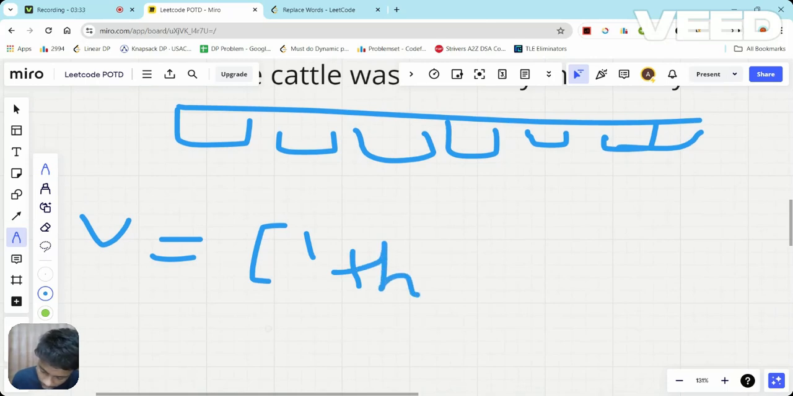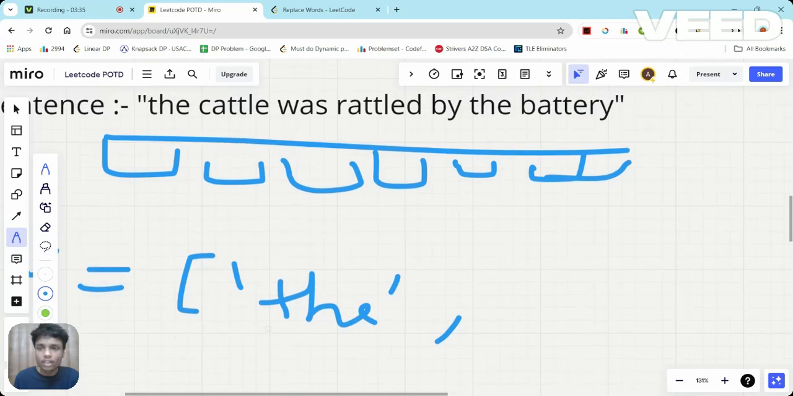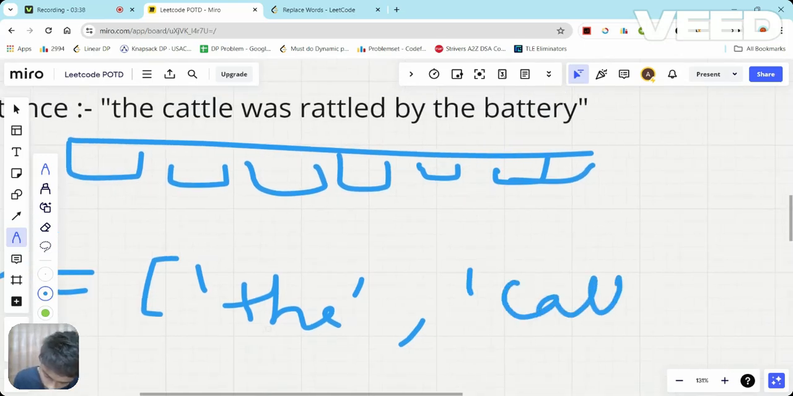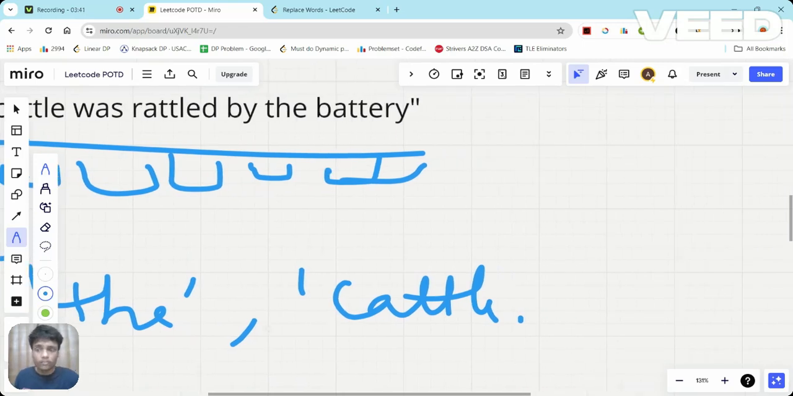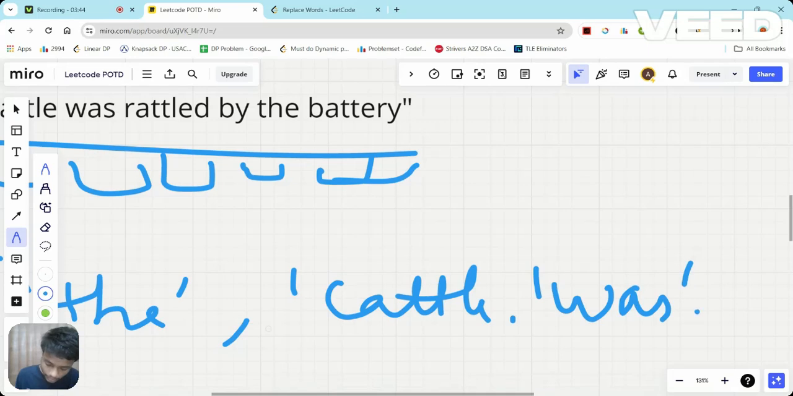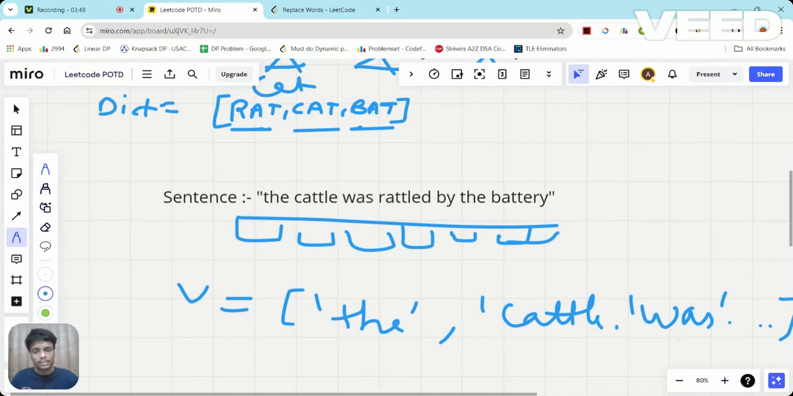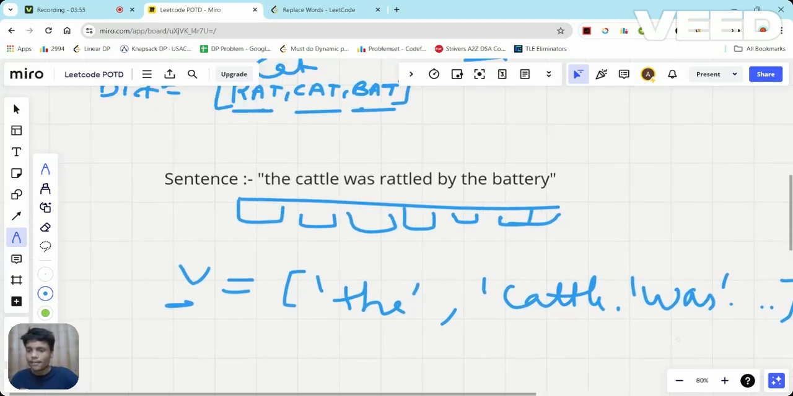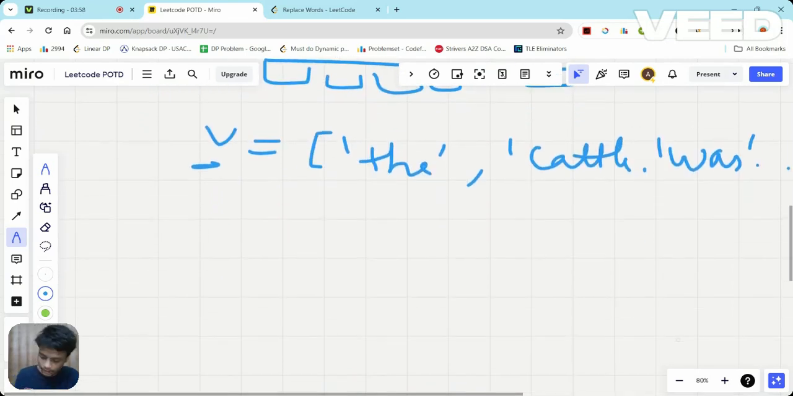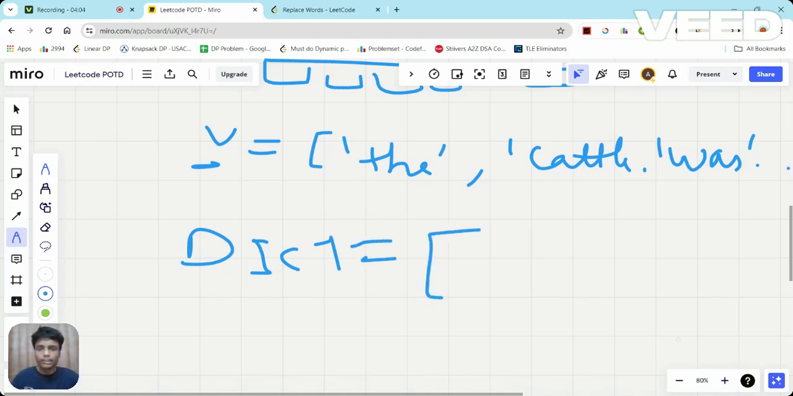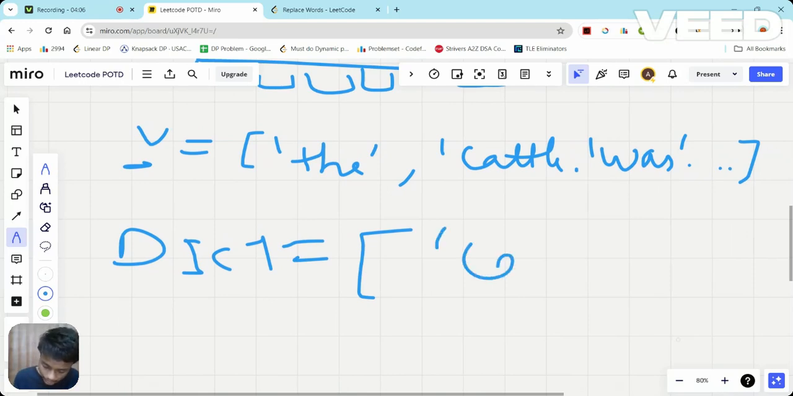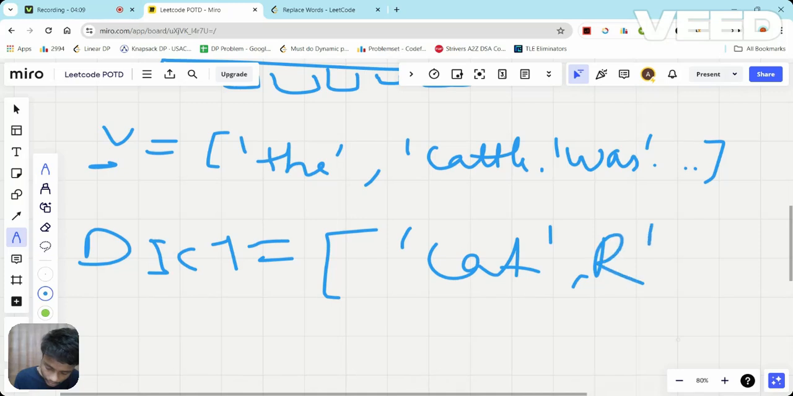Suppose the second word is cattle, the third word is was, and so on. Now I'll have all the words of the sentence in my vector of strings, that is v. I have stored that, right? Now I have a dictionary that contains the root words. It will be given in the input, right? That are cat, rat, and so on. Okay.